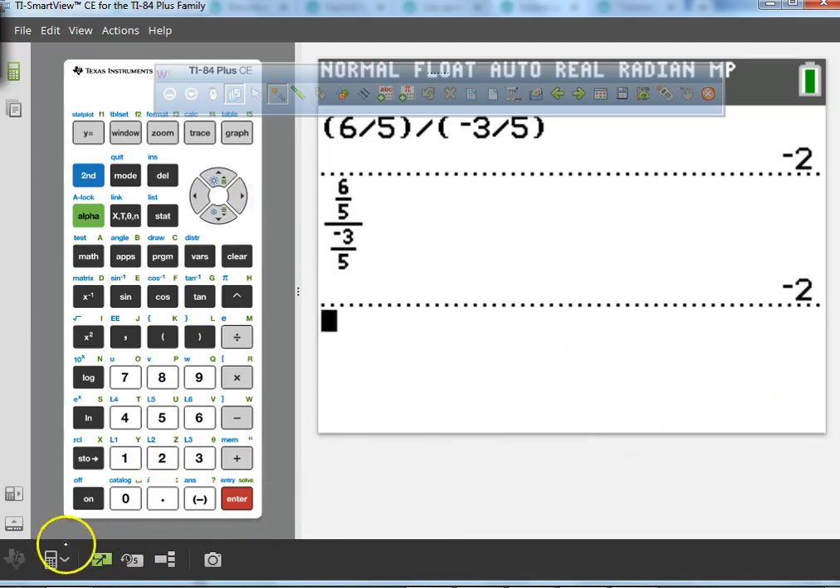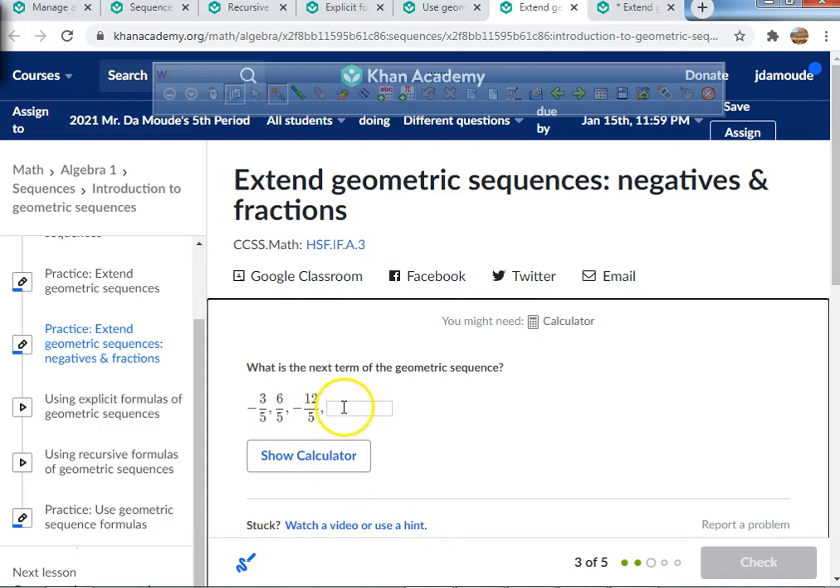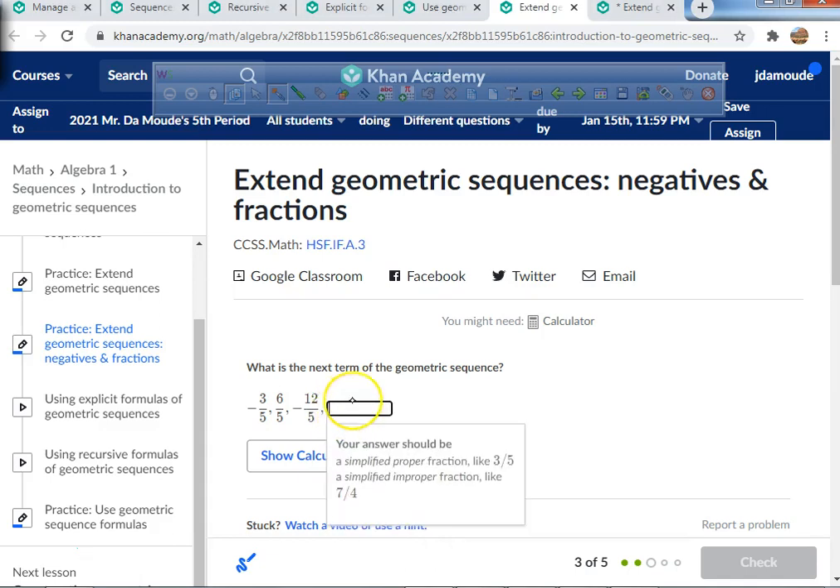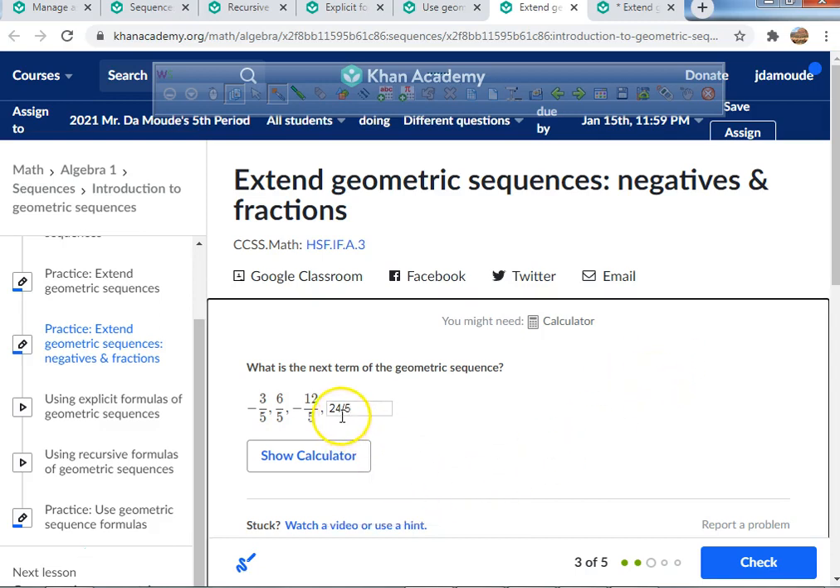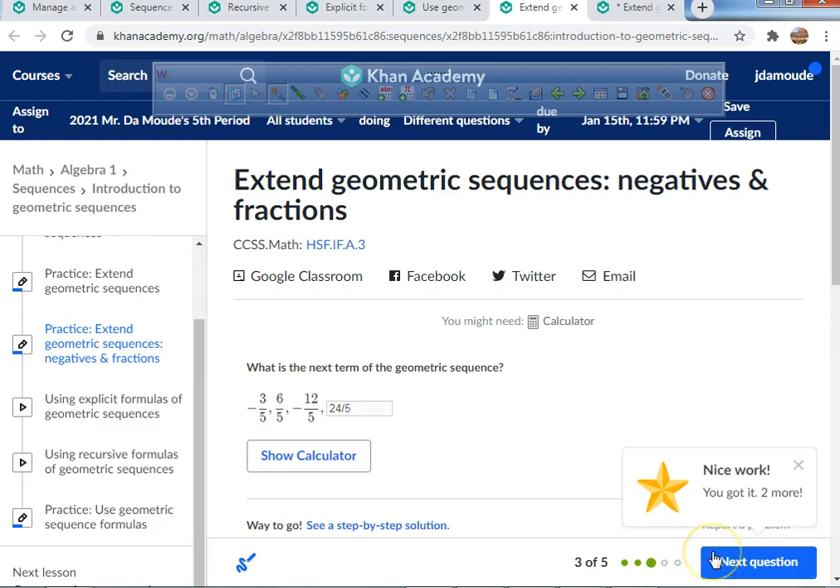All right, so let's go ahead and put that -2 right here. Oh, no, not -2. 24. That would have been bad. See how it says your answer should be a fraction? Ours is going to be an improper fraction because we're kind of improper here. Trust me, if you're in my class, you would know how improper we are. So 24 over 5. Nailed it.